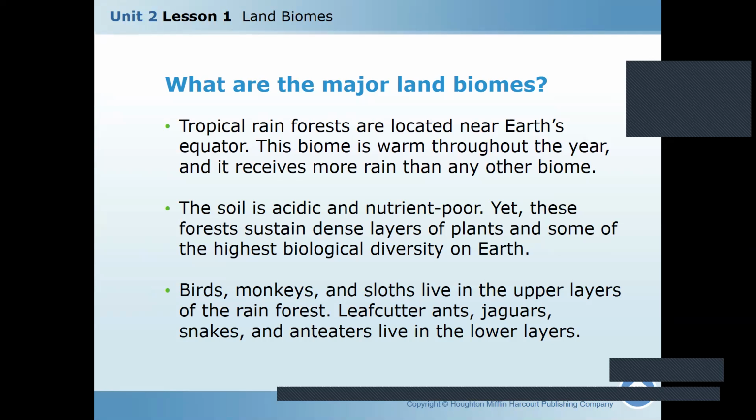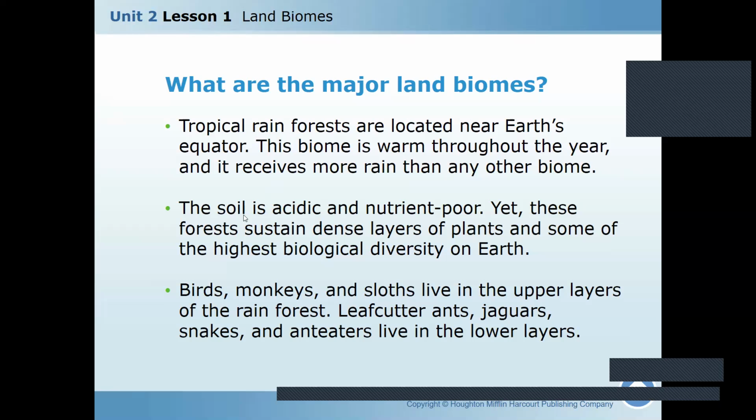Tropical rainforests are located near Earth's equator. This biome is warm throughout the year and it receives more rain than any other biome. The soil is acidic and nutrient poor, yet these forests sustain dense layers of plants and some of the highest biological diversity on Earth.